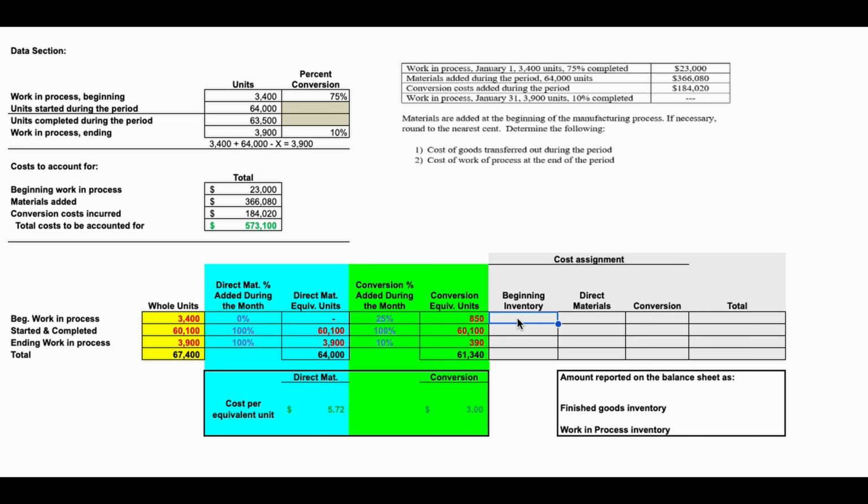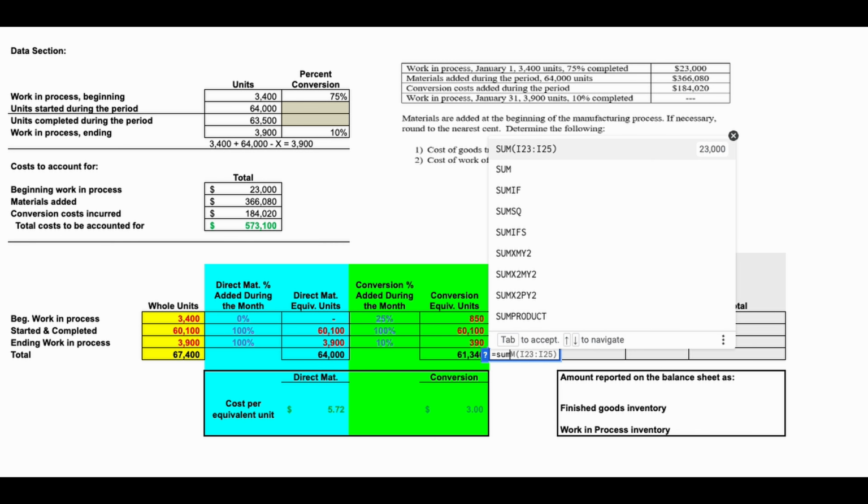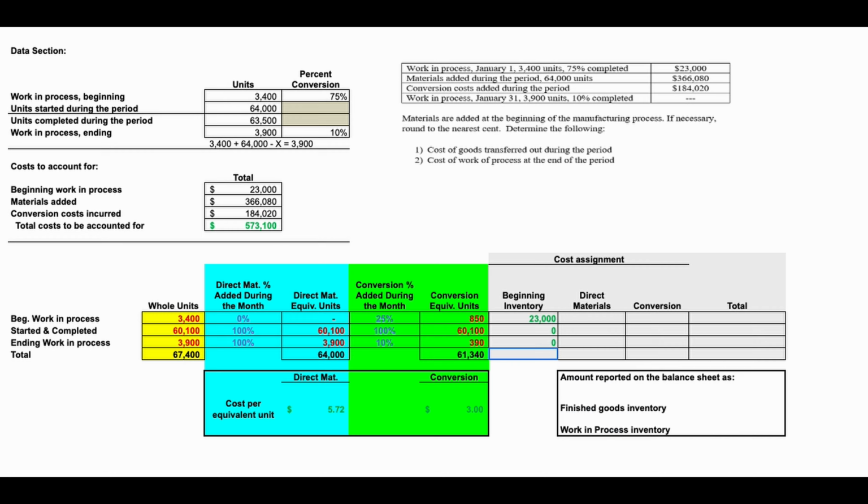Now, there's only one thing that was in beginning inventory. That's our beginning work in process of $23,000. And talking about it again, this beginning inventory of $23,000 represents two things. It represents 100% of the direct materials for these units. It also represents, in this case, 75% of the conversion that was added last month. So we've got $23,000. Now for the rest of them, they were not part of our beginning inventory. So the only thing that we are going to have here is our $23,000.